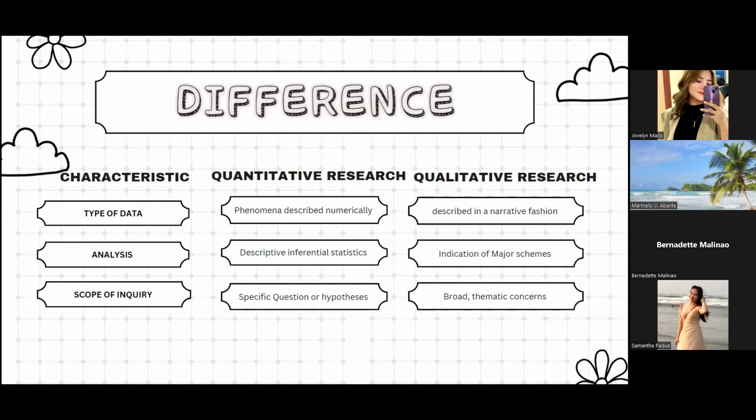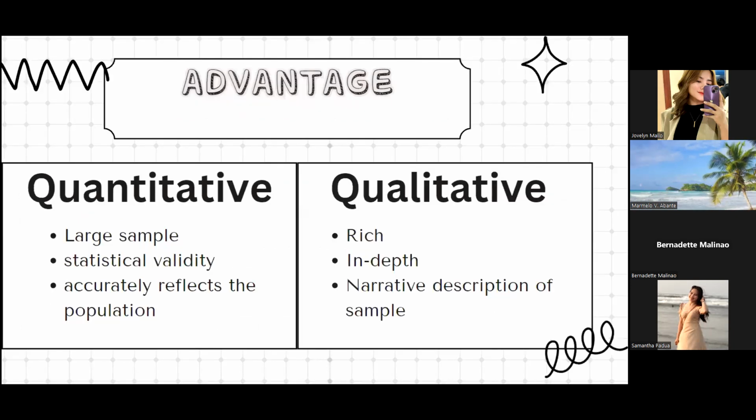So they have advantages. In quantitative, it has a large sample, statistical validity, and accurately reflects the population. Since quantitative is expressed in numbers, we can have 500 respondents or sources and have the result expressed statistically, either by count or percentage. So in short, numbers, we can describe it in just a few numbers.